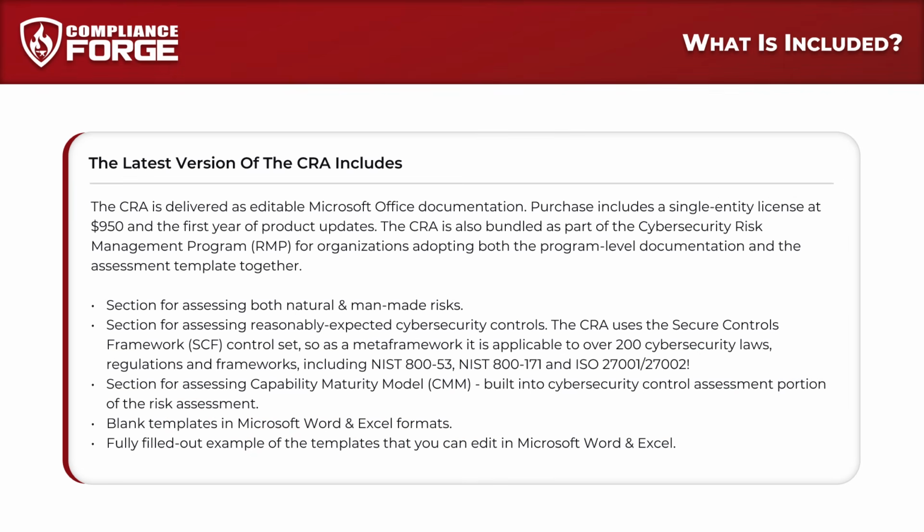So what do you actually receive? The latest version of the CRA includes a section for assessing both natural and man-made risks, a section for assessing reasonably expected cybersecurity controls, using the Secure Controls Framework control set, and a section for assessing capability maturity built into the Cybersecurity Control Assessment portion of the risk assessment. You receive blank templates in Microsoft Word and Excel formats, plus a fully filled-out example of the templates that you can edit in Microsoft Word and Excel.